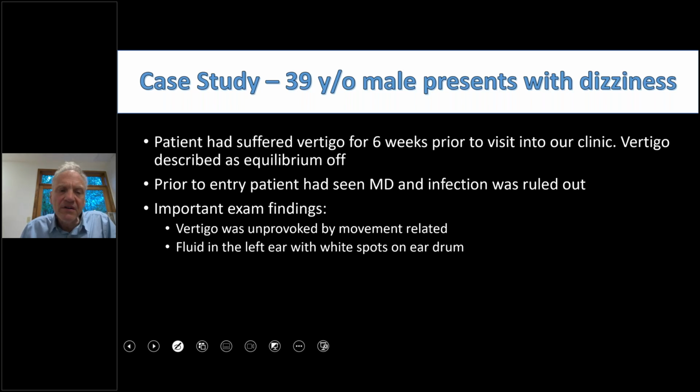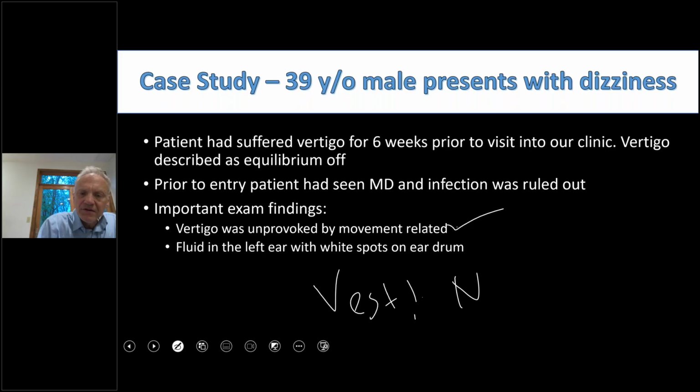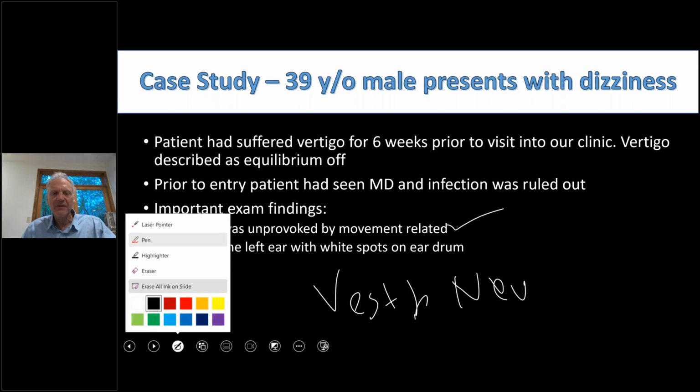These are the important exam findings. Vertigo was unprovoked by movement. Guess what? That can be vestibular neuritis or vestibular infection. So let me back up because I've kind of botched that a little bit.